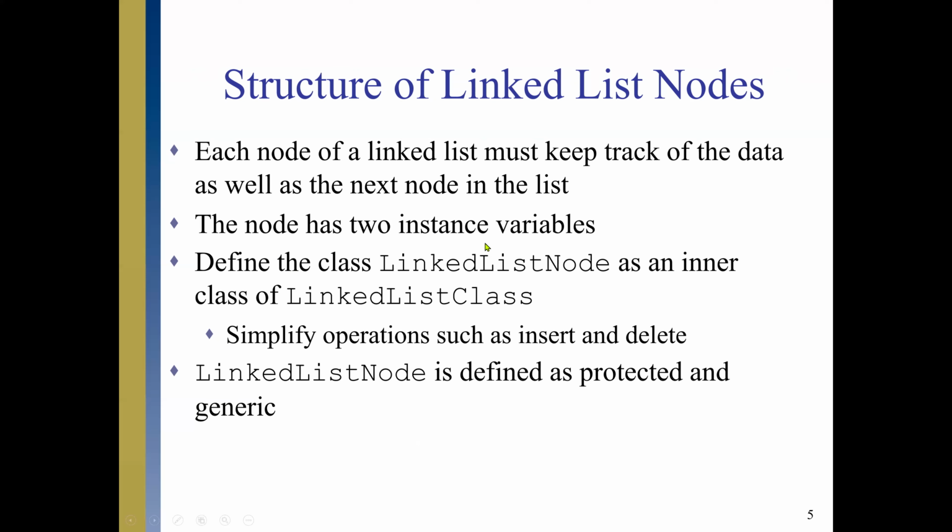Now, if we are doing a doubly linked list, then we may have three instance variables: the address of the previous node, the address of the next node, and the data. This helps simplify operations such as insert and delete. Also, the linked list node is defined as protected and generic. The reason it is defined as protected is the concept of inheritance: any class that inherits from linked list, or has an inheritance relationship, can directly access the protected instance variables.